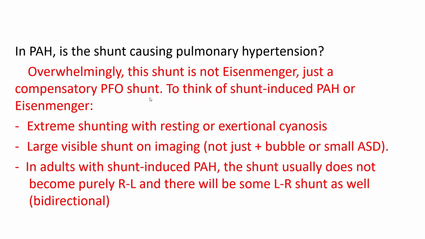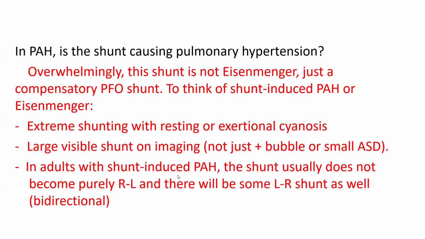To think that this shunt was left to right and caused PAH and then eventually caused reversal of the shunt and Eisenmenger, you really need to have those three ideas. One, you need to have extreme shunting, with resting or exertional cyanosis. You need to have a large visible shunt on imaging, not just a positive bubble or small ASD. It will be a huge stream.